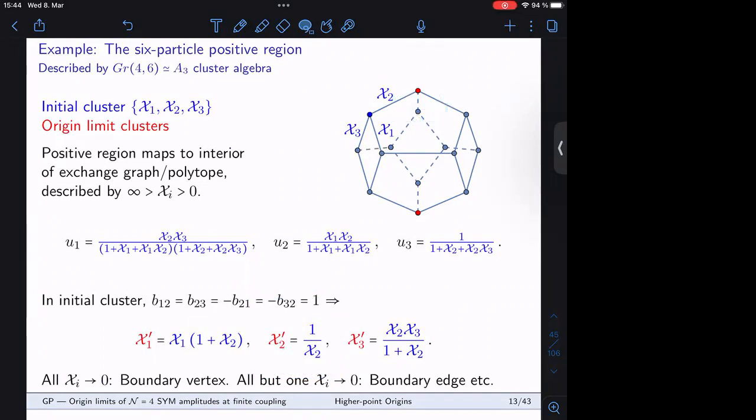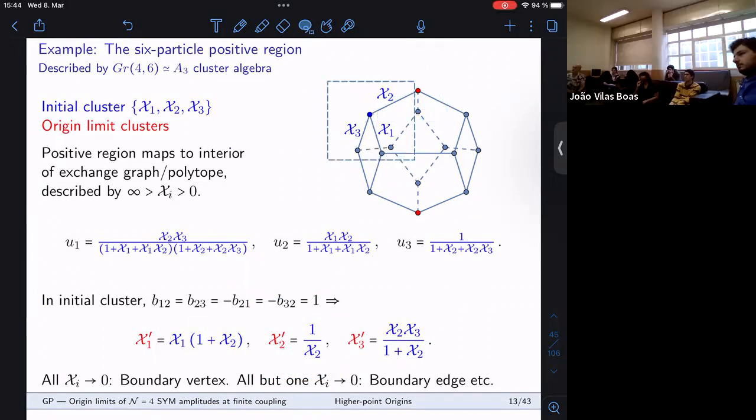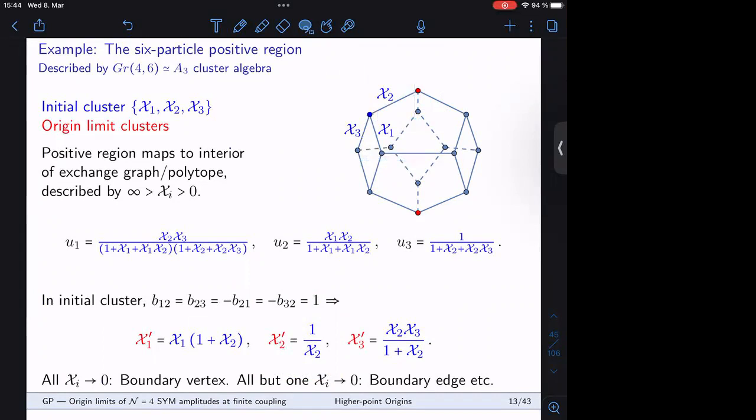And since these are coordinate frames, if I set all the axes of a given cluster to zero, I really narrow down to one point at the boundary of the positive region. This is what the vertex amounts to. And then if I set all but one to zero, this gives you an edge at the boundary of the positive region, and so on and so forth.